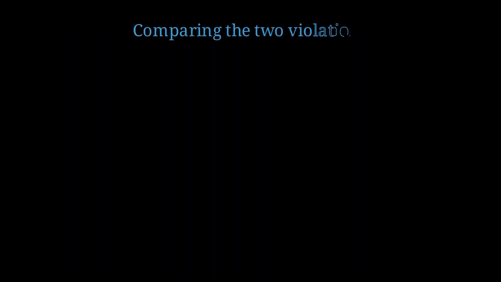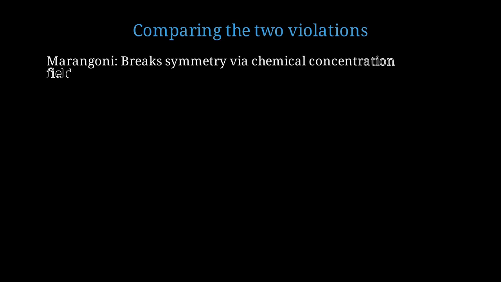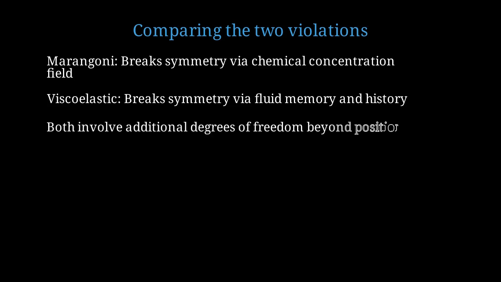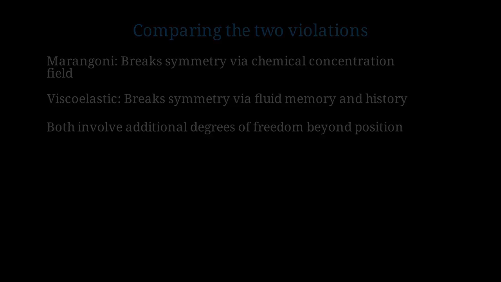Let's compare the two violations of the Scallop theorem we've discussed. The Marangoni mechanism breaks time reversal symmetry through an evolving chemical concentration field that diffuses irreversibly. The viscoelastic mechanism breaks symmetry through the fluid's memory of past deformations encoded in polymer configurations. Both mechanisms involve additional degrees of freedom beyond just position. For Marangoni, it's surfactant distribution. For viscoelastic, it's polymer stretch.